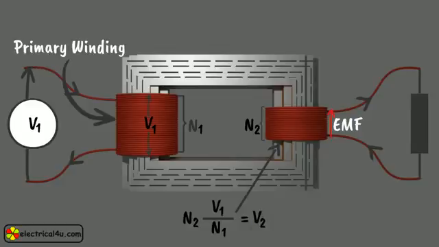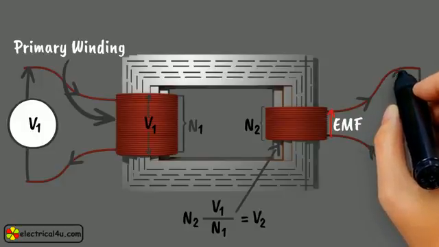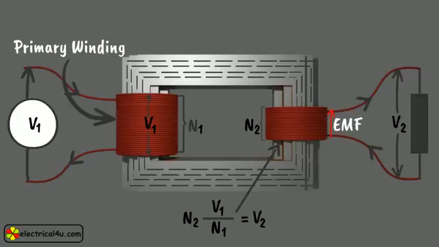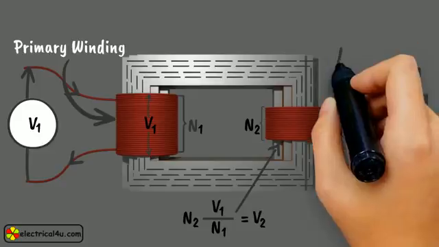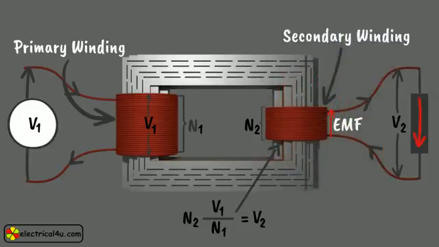If now any closed circuit is connected across the second winding, it will provide voltage V2 across the circuit, and due to the voltage there will be current flowing through the circuit. Normally in a transformer, this second winding is connected with the load circuit. This winding is referred to as secondary winding.